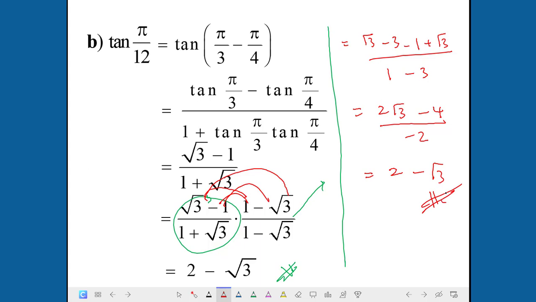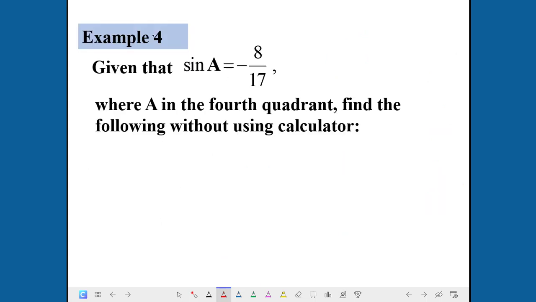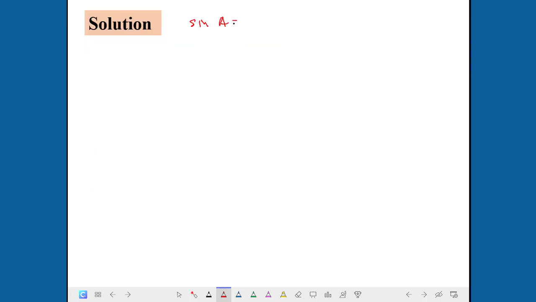Okay. Example 4. Given that sine A equals negative 8 over 17, A in the fourth quadrant, find the following without using a calculator. Now we're going to find tangent 2A and cos A over 2. Sine A equals negative 8 over 17. A lies in the fourth quadrant, so cos is positive.